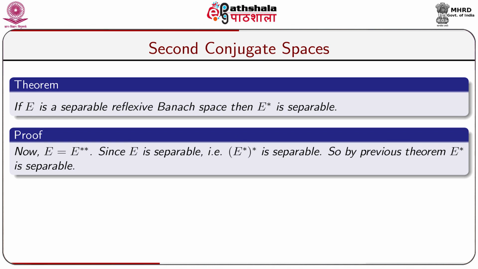Let us take another theorem. If E is a separable reflexive Banach space, then E star is separable. Now, E is reflexive, so E equal to E double star. As E is separable, so E double star is separable. That means the star of E star is separable. We know that if X star is separable, then X is separable. Here, the star of E star is separable, so E star is separable, and this is the required result.